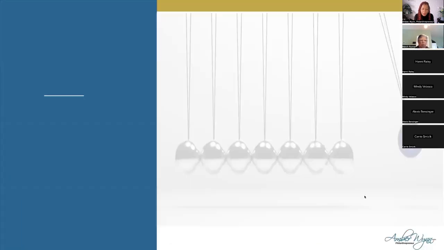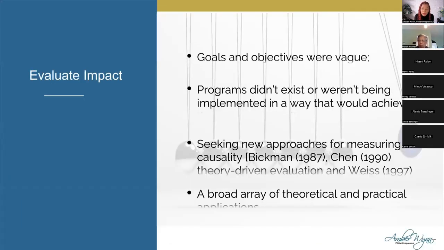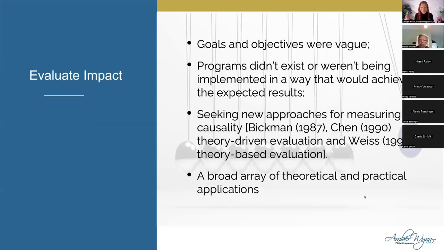So it got to the point where when they were looking at these submissions and programs, they were like, okay, first of all, the goals and objectives were vague. And we see that a lot in the nonprofit sector. Why? Because we are direct service providers. We're not researchers. And so there's a tendency for our goals and our objectives to either be vague or mixed up. And you're like, this is not a goal, this is an objective, right? The programs didn't exist or they weren't being implemented in a way that would achieve expected results.